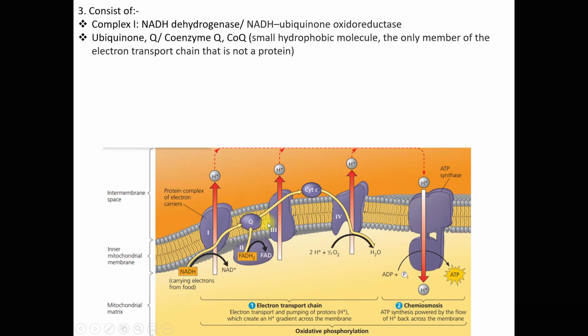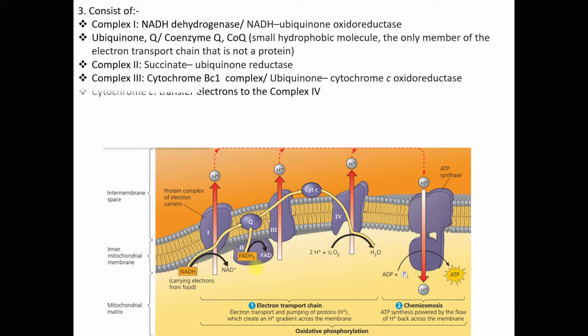This ubiquinone is a small hydrophobic molecule, and apparently it is the only member of the electron transport chain that is not a protein. So in this electron transport chain, complexes 1, 2, 3, 4 and cytochrome C are all proteins except ubiquinone. And then we have complex 2, can you see complex 2? This is the succinate ubiquinone reductase.